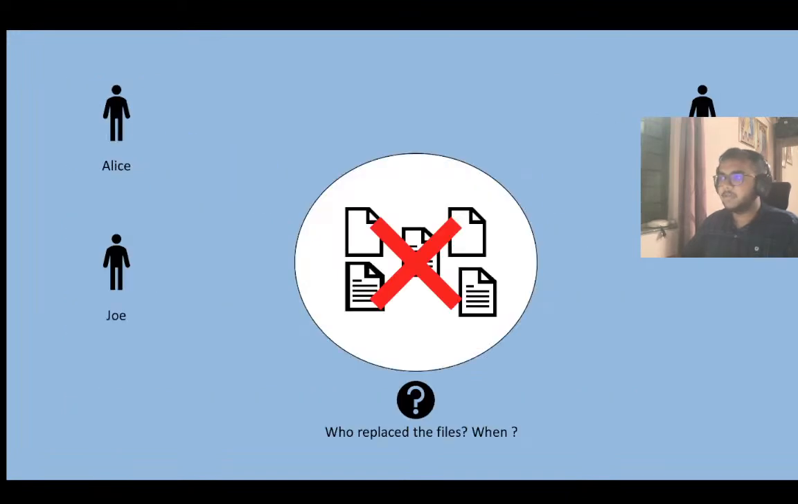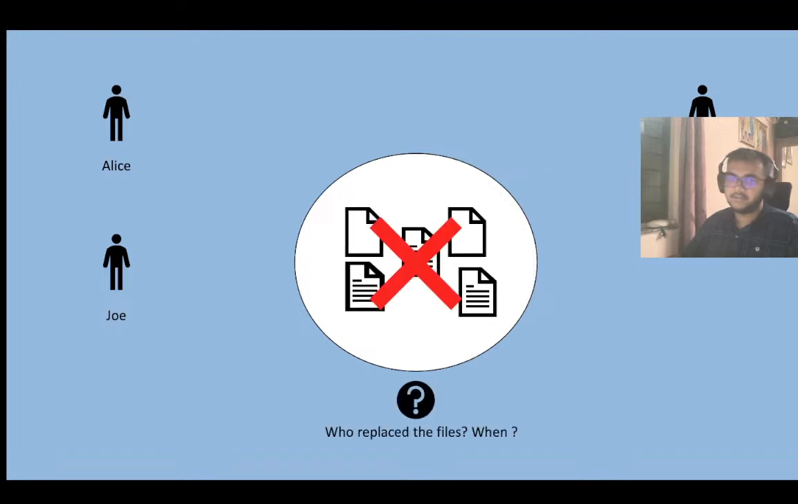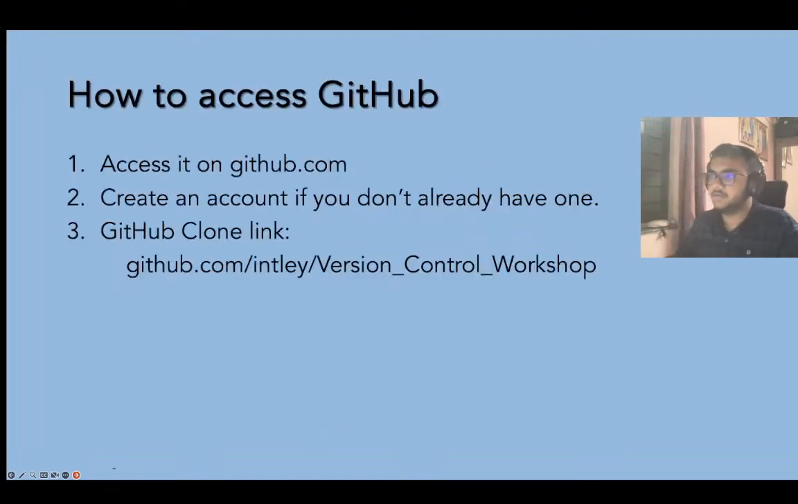GitHub will keep track of which person added what, which files were removed by which person, and what's there in the final file. So if there is any dispute, they can just check the log of GitHub and check the different changes that were made. That is a very big feature of why people use GitHub.